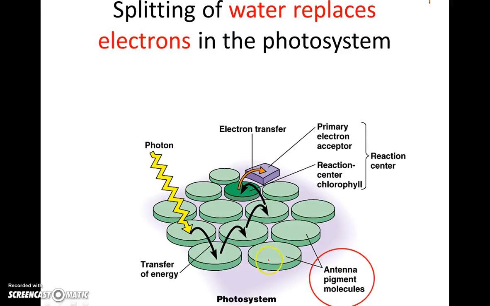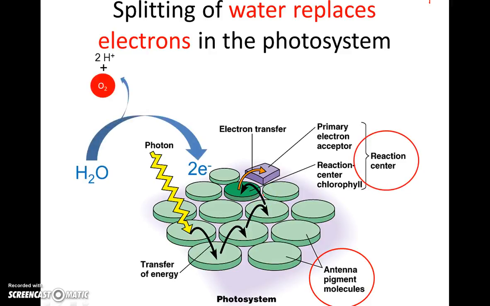Okay, and these guys are called antenna pigment molecules. This is where the light's going to come down and the electrons are going to kind of skip along these things, and then this one's the reaction center. And then this is just a picture showing that when water is split, you get your 2 electrons that are going to be donated into the photosystem, and then that's going to release oxygen.